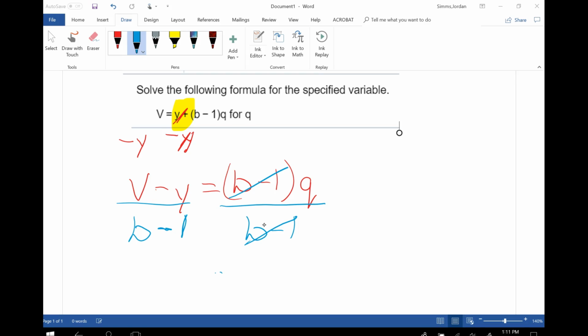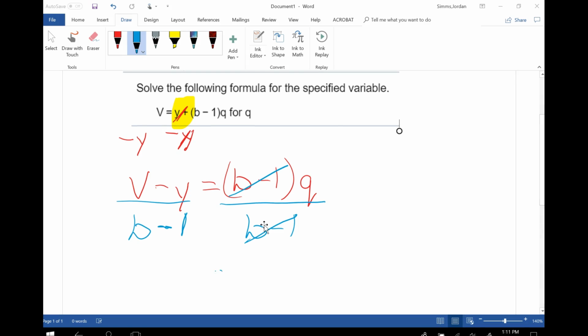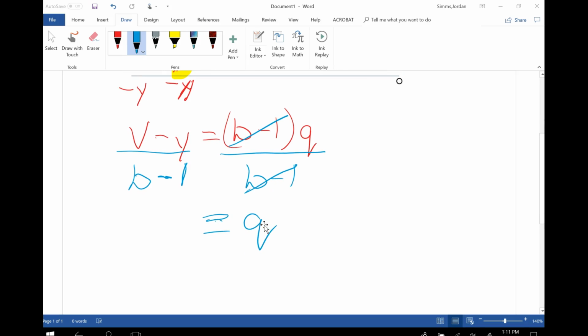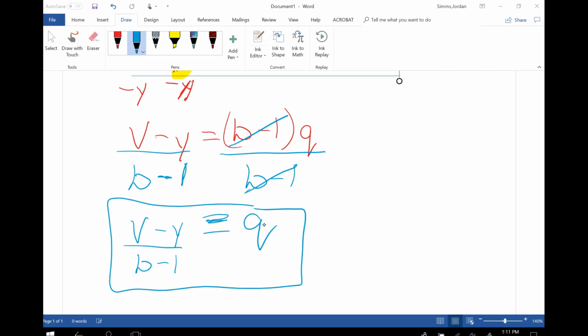On the right-hand side of my equation, I'm left with q, and basically we can just copy over what we have left. We have b minus y over b minus 1. So that's it. That's as far as she goes right there. Unless we know the value of b, q, and y, that's as far as we can go.